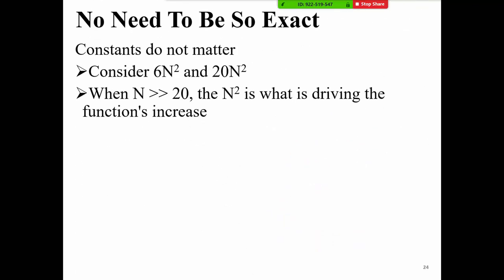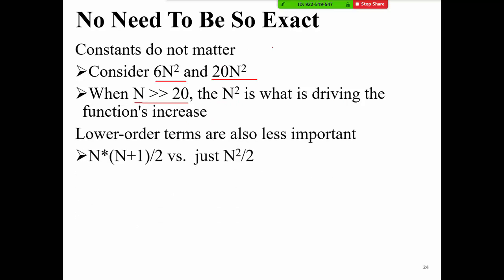No need, actually. When you need to determine the time complexity for any algorithm or method, you don't need to determine the exact time. If you look at these examples, 6n squared and 20n squared, when n is very large, greater than 20, n squared is driving the function. So it will not matter if you multiply n squared with 20 or with 6, because n squared will be the dominant term for these functions.